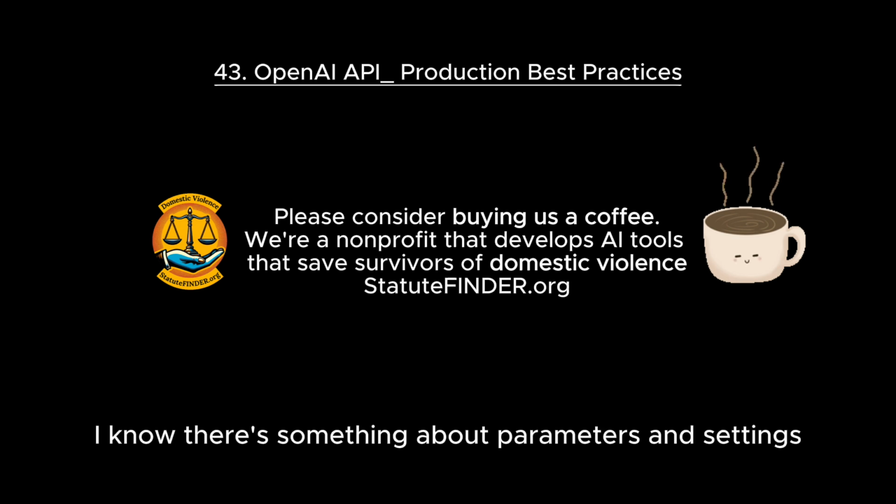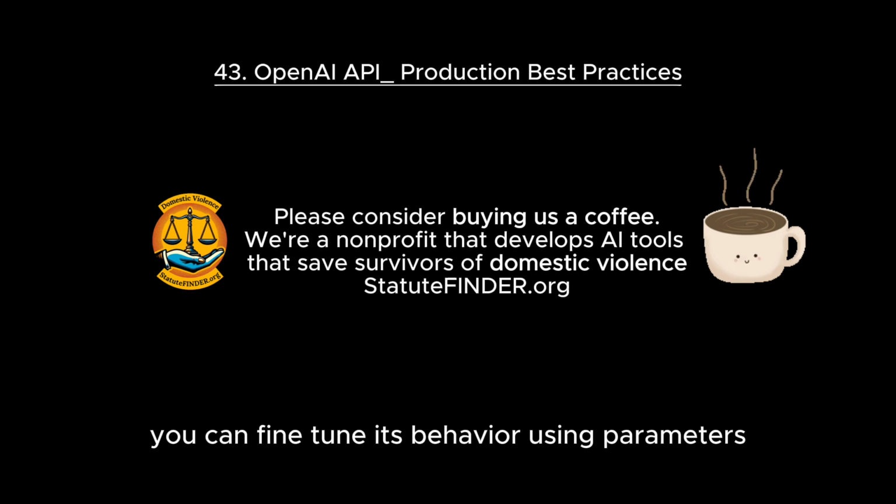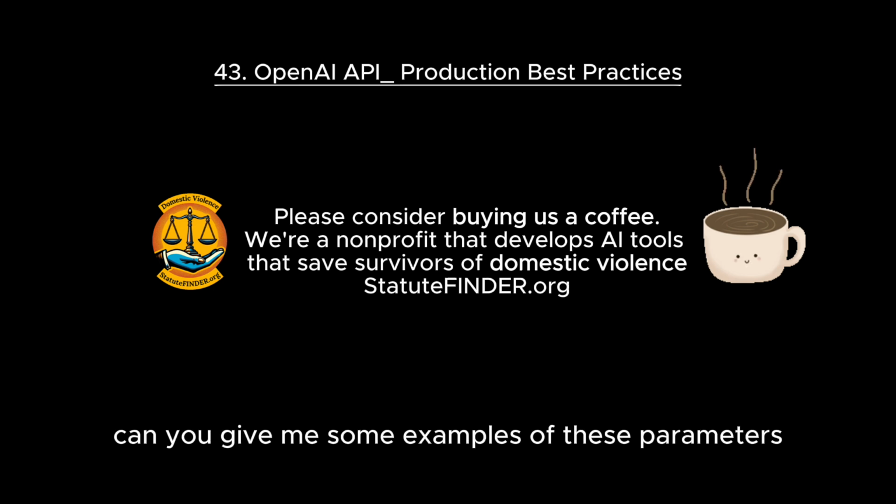I know there's something about parameters and settings. You're right. Once you've chosen a model, you can fine-tune its behavior using parameters. Think of parameters as instructions you give the model to guide its output. Okay, instructions for the AI. Can you give me some examples of these parameters?